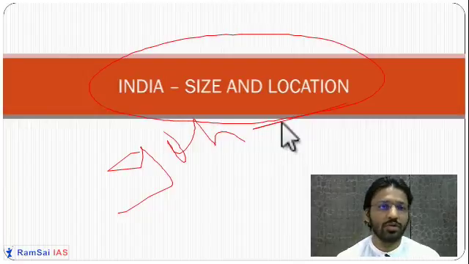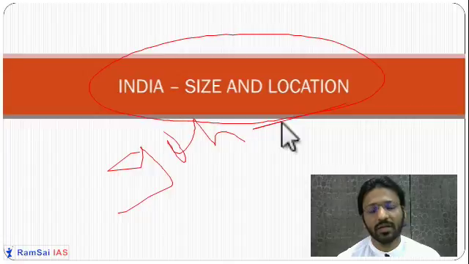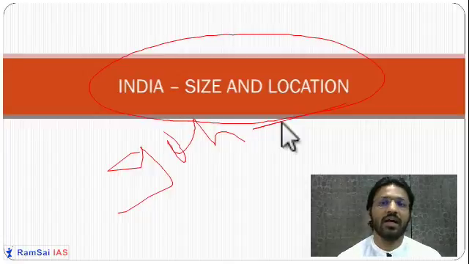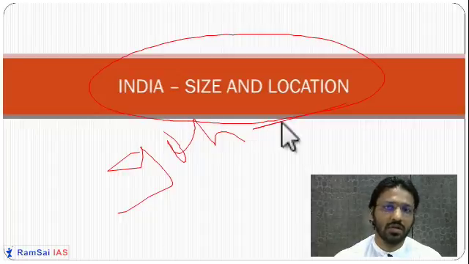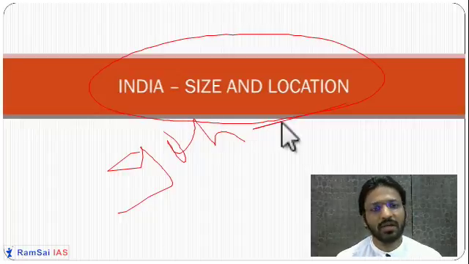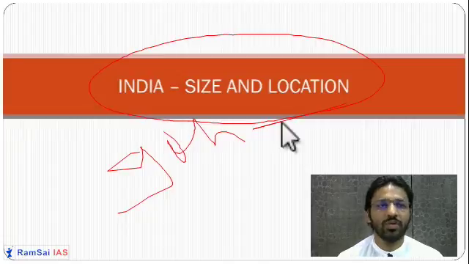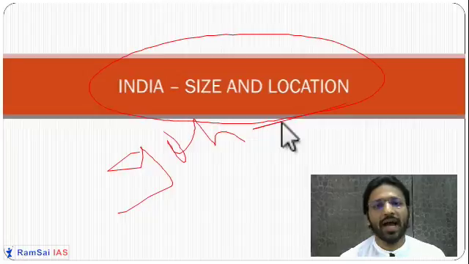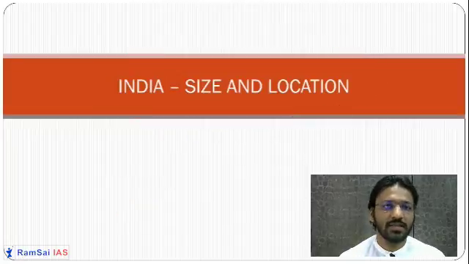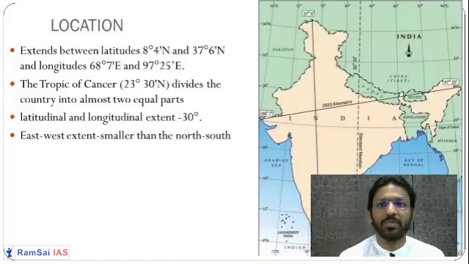The same things you are going to learn: the size of the country, the geographical area, the coastline and latitudinal and longitudinal position, and the east, west, north, south expanses of the country. So it is not going to be a very huge chapter, as the same information was there in the previous chapter.